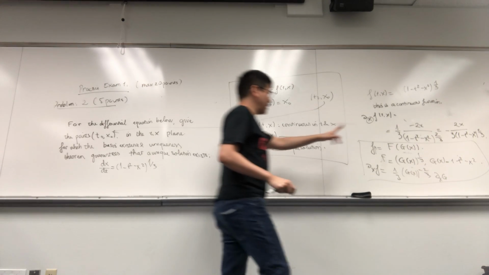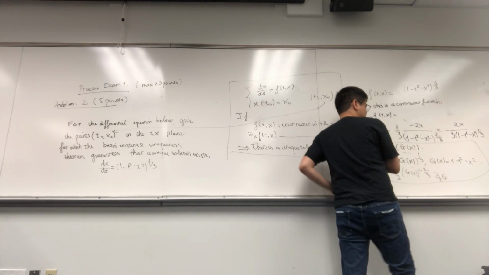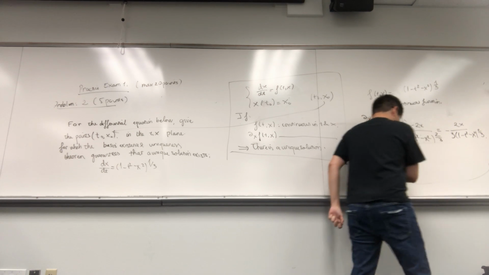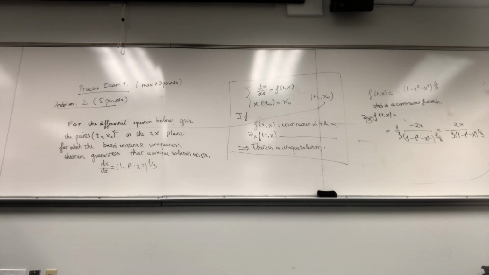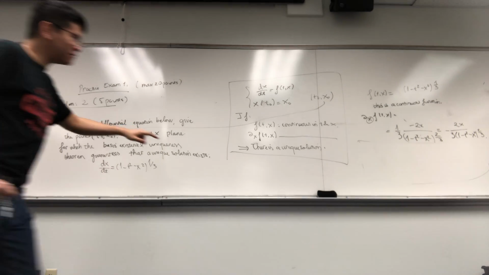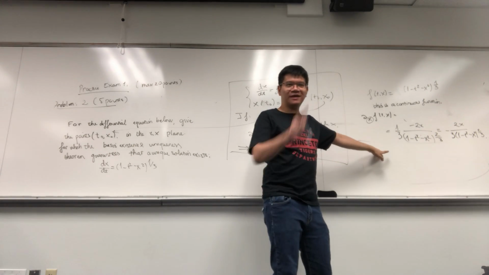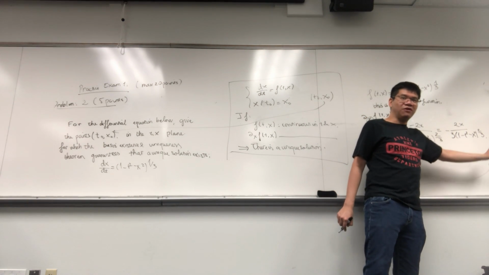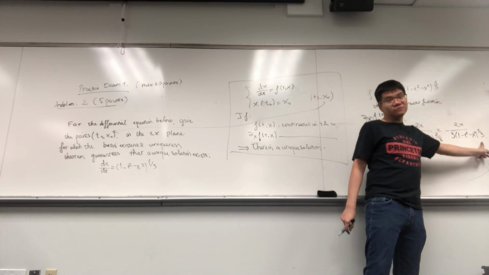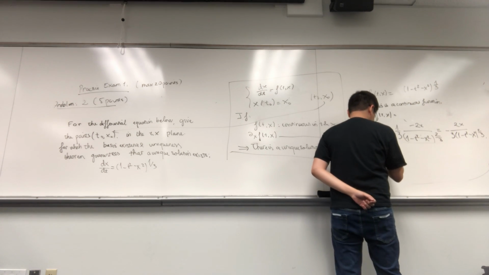Now, I look at this function. Is it a continuous function? It's not a continuous function, because you can see that if x were 1 and t is 0, the denominator is 0. So this function is not continuous because it is not defined at a point where this is 0.